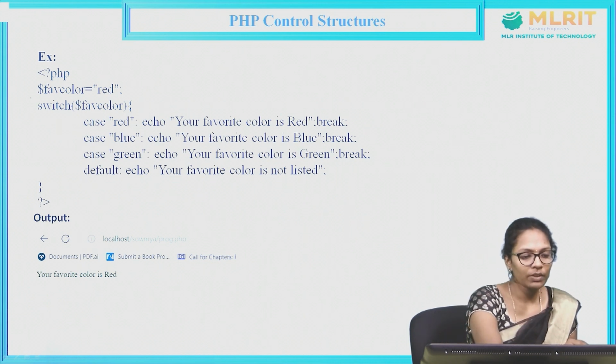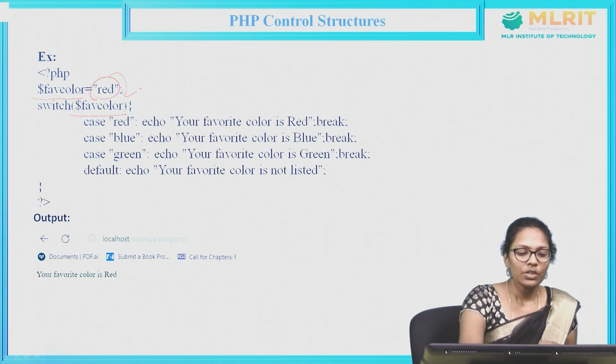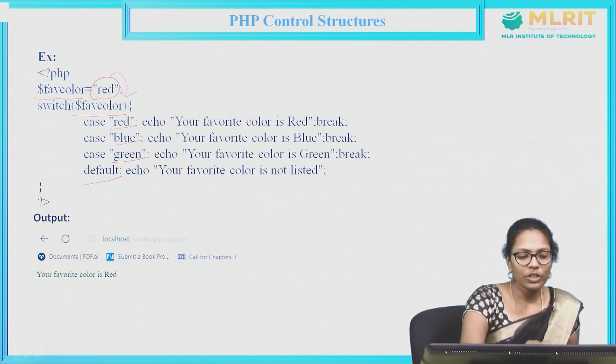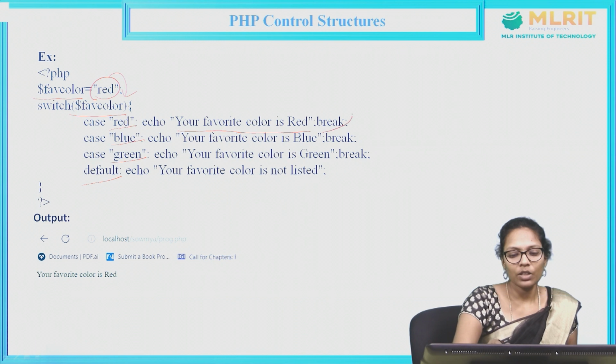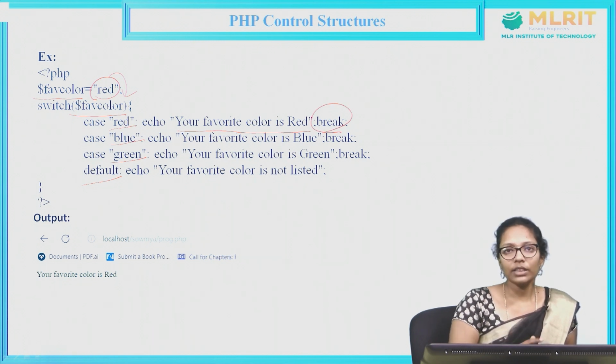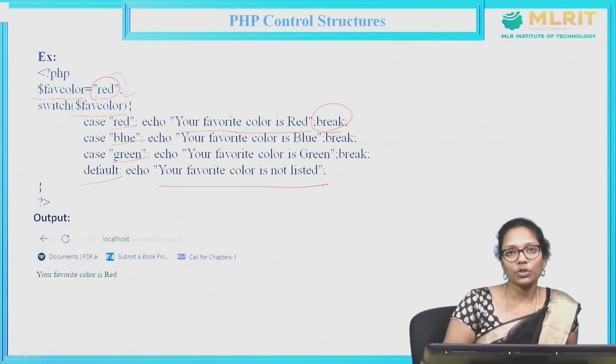So this is one simple program. I'm declaring a variable favorite color as red. Then in switch, I'm passing the favorite color. What is our favorite color? Red. Here I'm writing different cases. The first case is red, second case is blue, third case is green, and then default. If red matches with any of these cases, the corresponding case will be executed. Our color is red, so I should get the message your favorite color is red, then stop the process there itself by using the break statement. If it is other than red, blue, green, then you should get the message your favorite color is not listed.